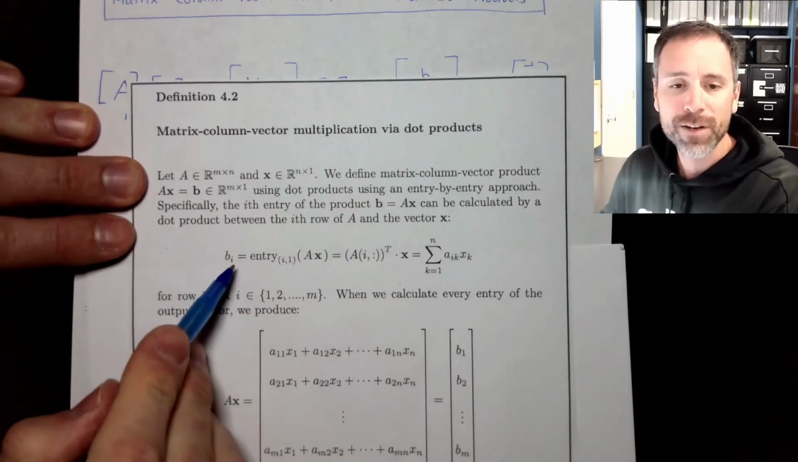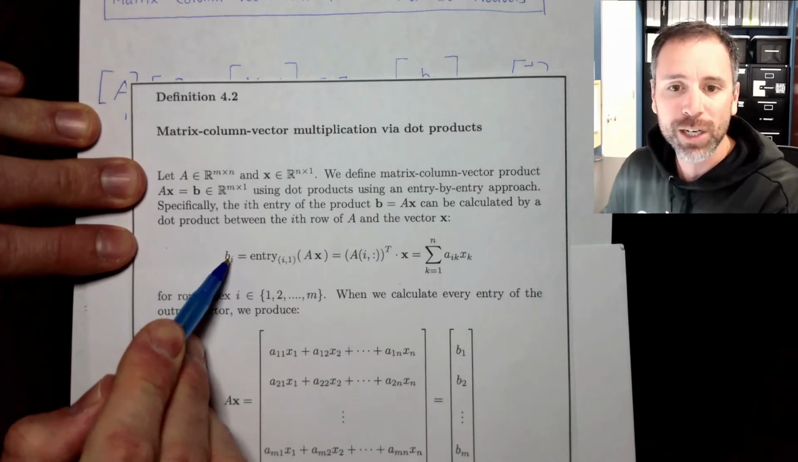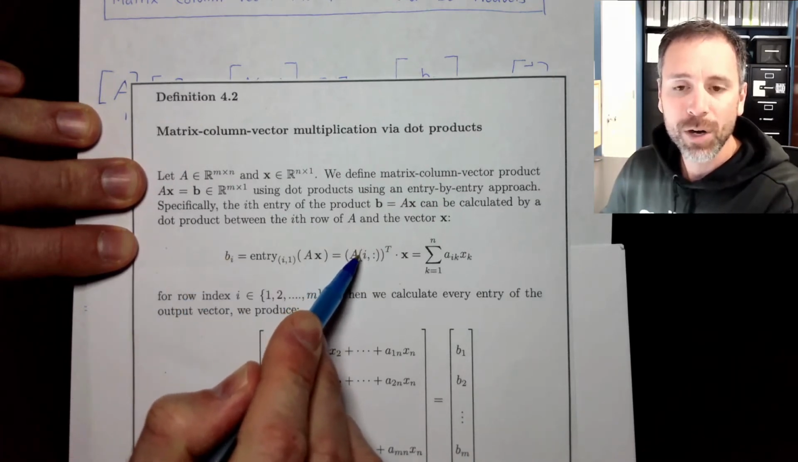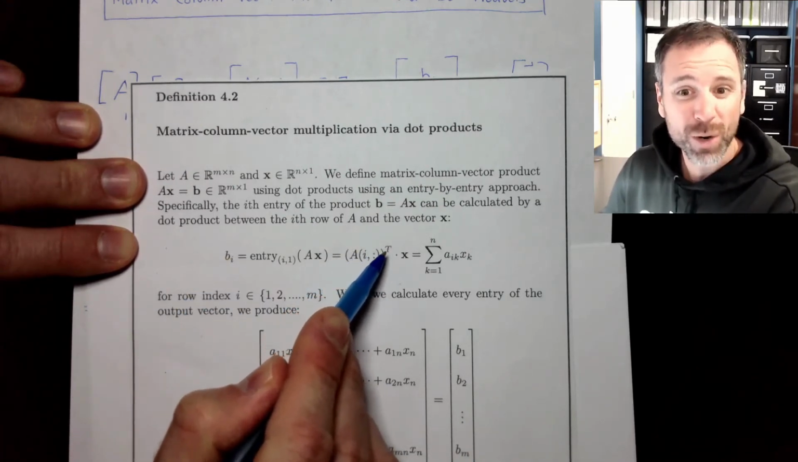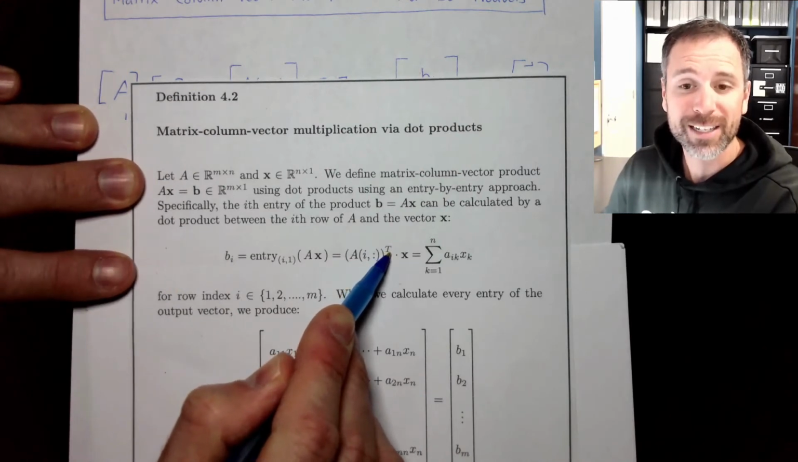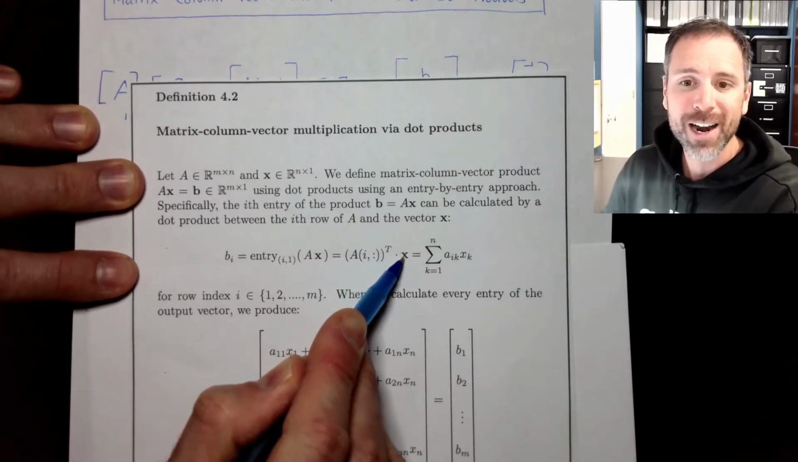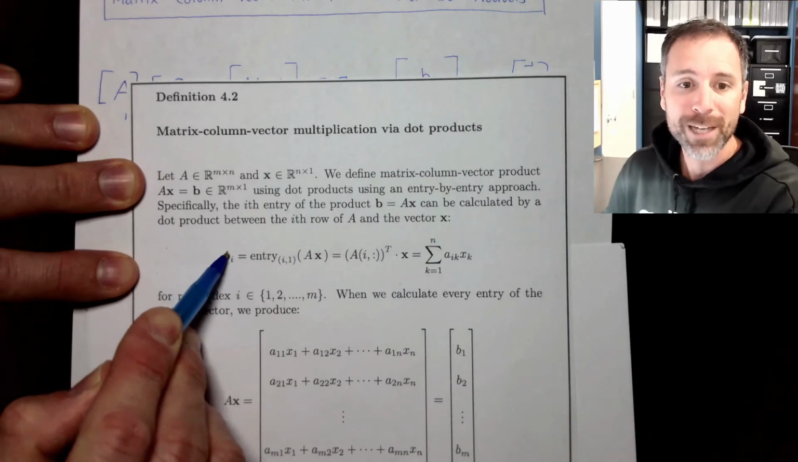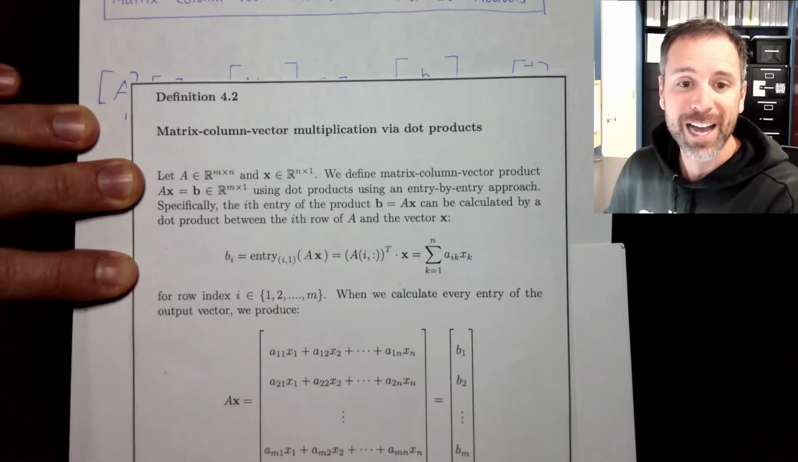We have in our definition that if we want to have the ith entry, we're going to take the ith row, transpose. One of the major questions is, why do we need a transpose there? Let's get into that in just a moment. And then we're going to dot it with the vector x. One of the best places to start to get a sense of this is just to set i equal to 1.